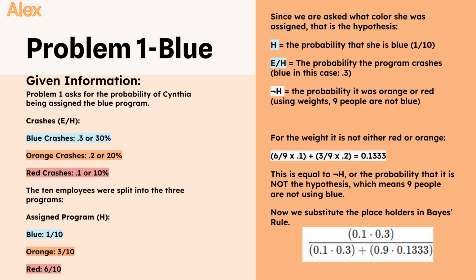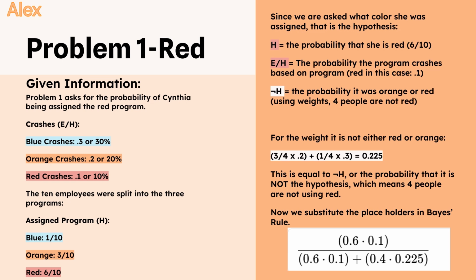For the weight, 6 out of 9 people are red, multiplied by a 10% chance of it crashing, plus 3 out of 9 people being orange, multiplied by a 20% chance of this program crashing, equals the probability that someone who is not blue has their program crash. This is equal to the negation of H, so we can now plug it into Bayes' rule. We have a 10% chance of Cynthia being blue, multiplied by a 30% chance of the program crashing, divided by the same thing, plus a 90% chance that the program is not blue, multiplied by the probability the program crashes given it is not blue.